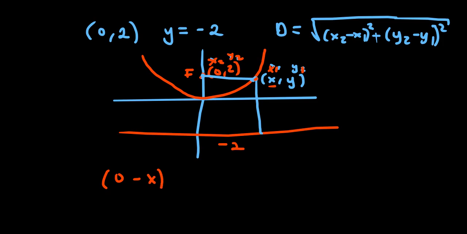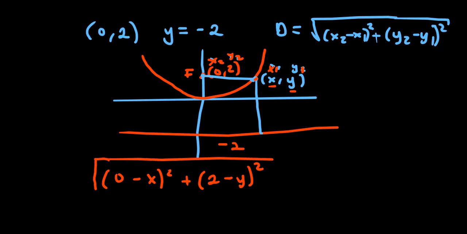So like that, squared, then plus, what is my y2? So my y2 is just 2, then minus my y1 is y there. Then you square this, then this is all in the square root. Then this should be equal to the distance from the directrix line up to that point there.